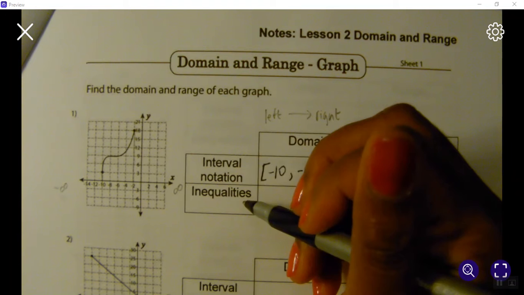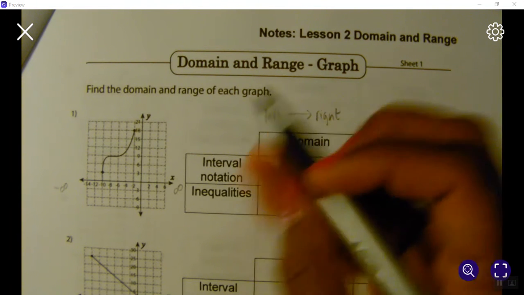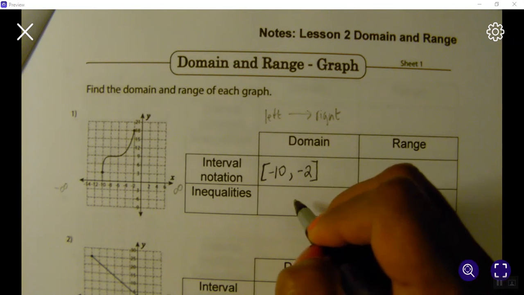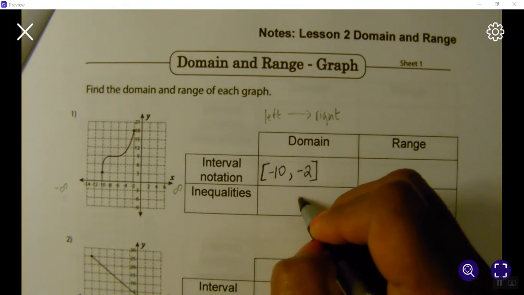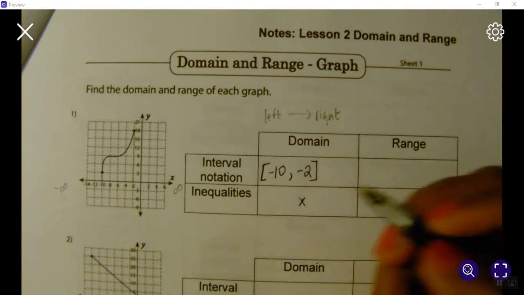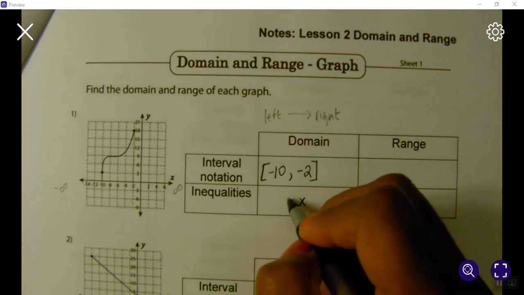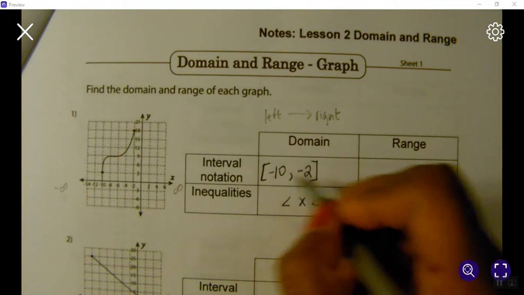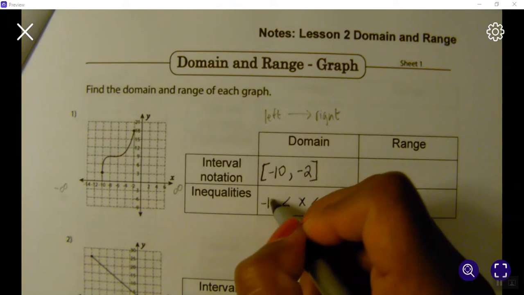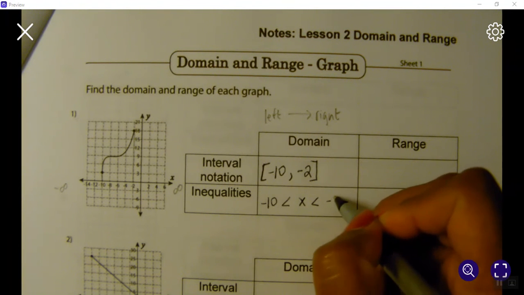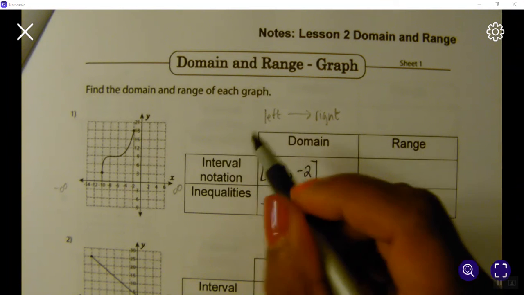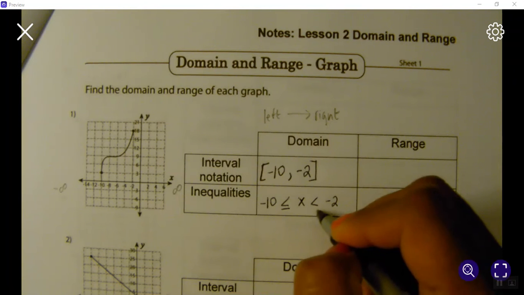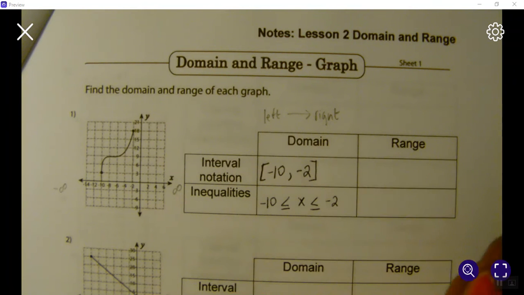If you want to write it in set notation or using inequalities, we write like this. Because it's the domain, we write the variable x, and we use inequalities. It's always going to be less than on either side, and then you put the number. So you have -10, and you would have -2 here. The only difference is, now if it's a closed bracket, which means it includes it, so we say less than or equal to.